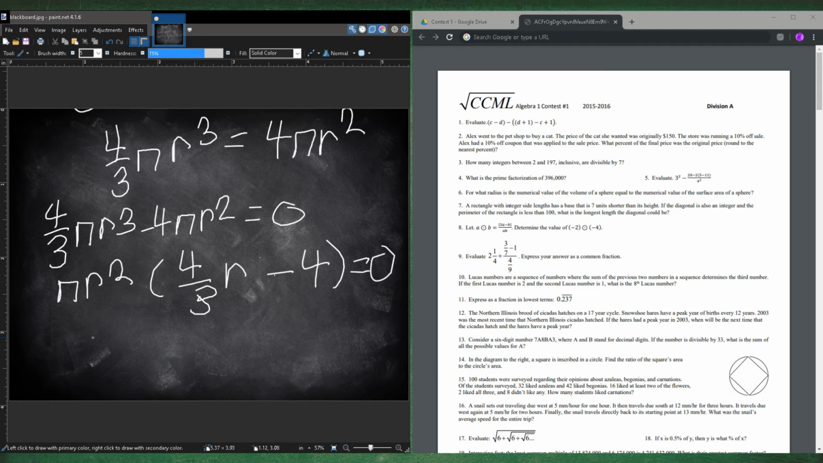So the radius is equal to 0, or the radius is equal to some number. The radius cannot equal 0, because then it doesn't really count. So 4/3 r is equal to 4, so the radius has to equal 3. So what will the radius be equal to? The answer is just 3 for question 6.